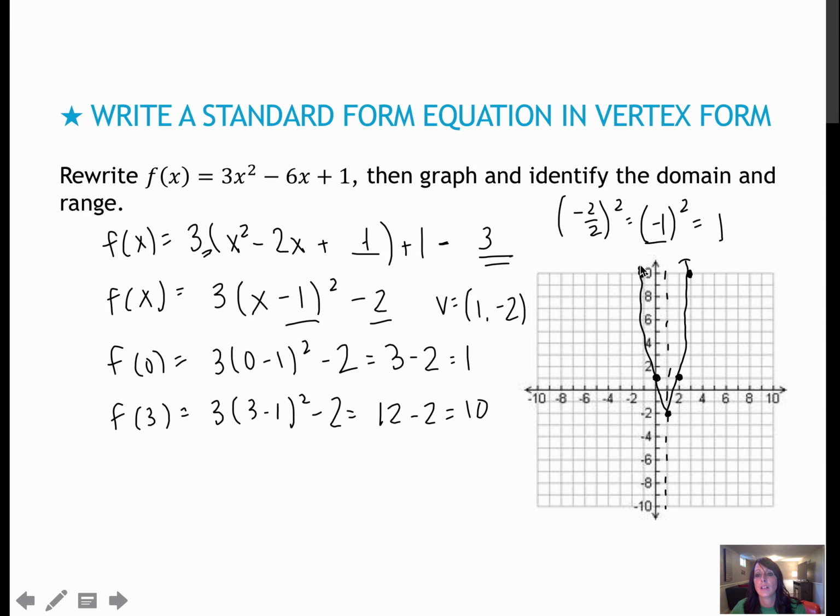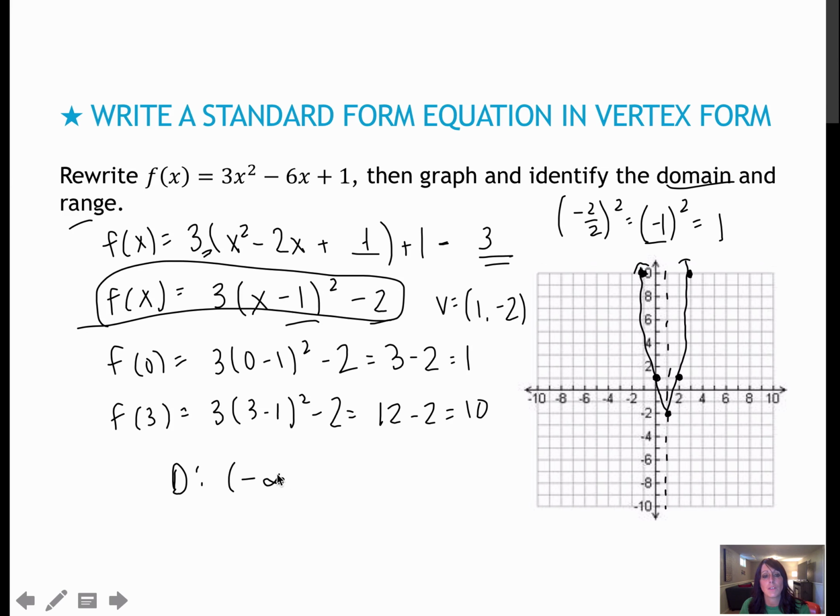Notice on this question, in addition to graphing it and writing it in vertex form, which this is my vertex form, I also want to find the domain and the range. So the domain is the set of all of the x values. So the x values, the domain, would be negative infinity to positive infinity because there's no restriction on any polynomial equation for the domain. For the range, however, as we can see, my very, very lowest point is negative 2 and everything else is above that. So my range would be close bracket on negative 2 up to positive infinity.